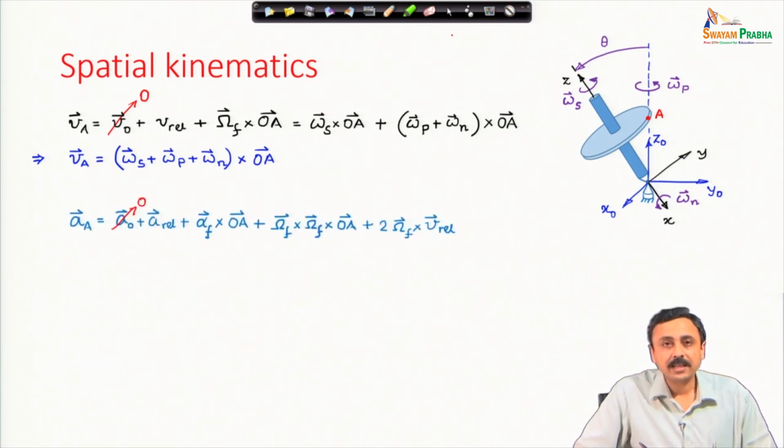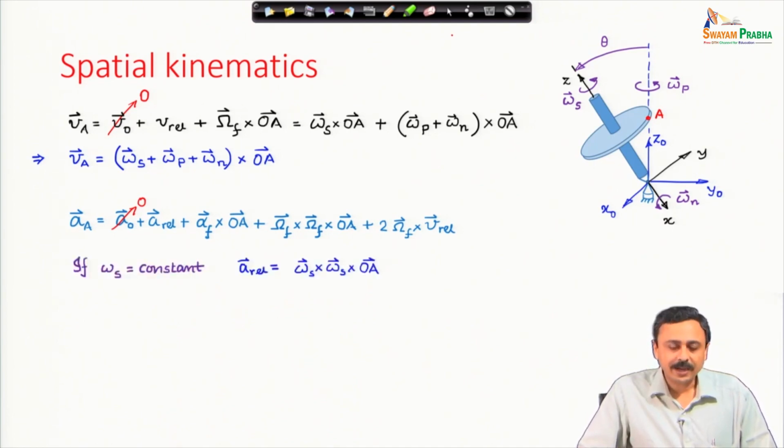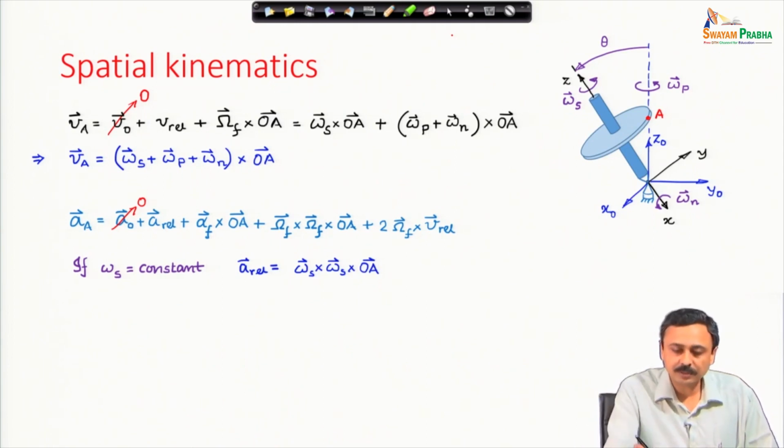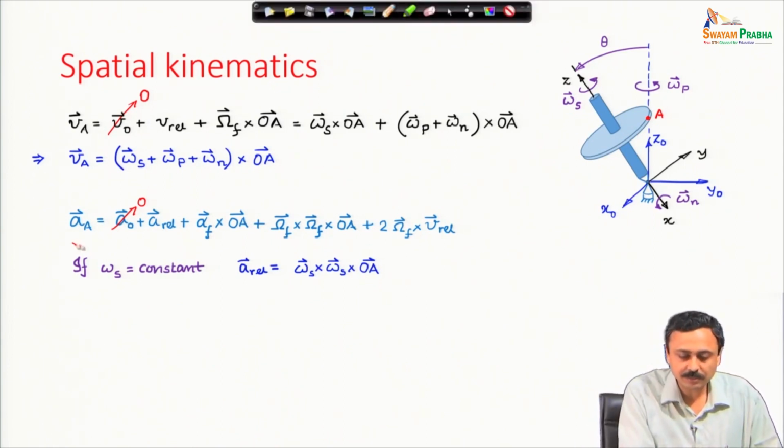Next, we look at the acceleration of point A. Once again, I express it in terms of the acceleration of O, and then there is an A rel term which will be generated because of the spin of the body, plus alpha of the frame cross OA, plus omega frame cross omega frame cross OA, plus 2 omega frame cross V rel. We know all these terms, and we can plug in various values. Here I have made a simplification if you like, but this is the most general expression.